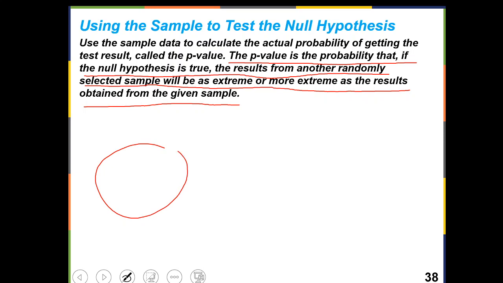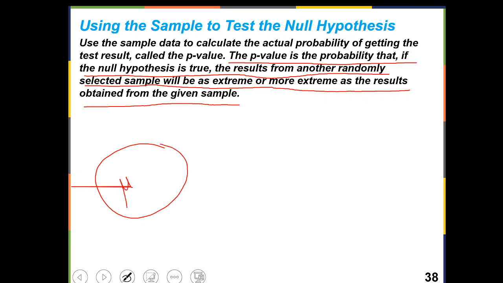All right, so using the sample to test the null hypothesis, use the sample data to calculate the actual probability of getting the test result, called the p-value. So this is the idea of the p-value I just described. The p-value is the probability that if the null hypothesis is true, the results from another randomly selected sample will be as extreme or more extreme as the results obtained from the given sample. It is maybe a little vague at first, but it is really not that hard.